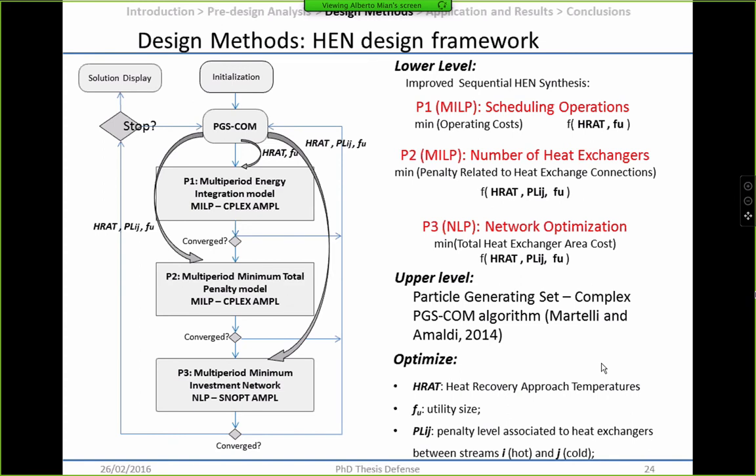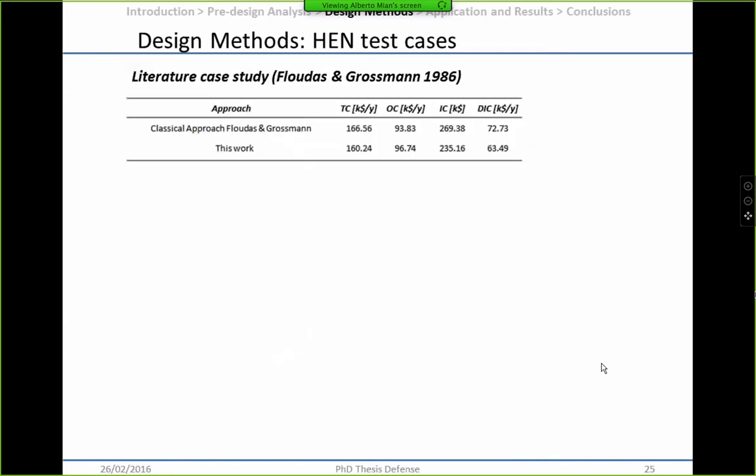So after having developed this framework, I tested it on a literature case study, considering the only paper that deals with this sequential synthesis of heat exchanger networks. In this case, it was possible to improve just slightly the objective function, which was the total cost. But we see that if you consider the investment cost of the network, it is reduced by more than 13%, and operating costs are slightly increased.